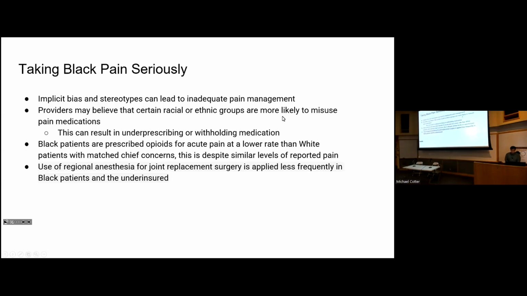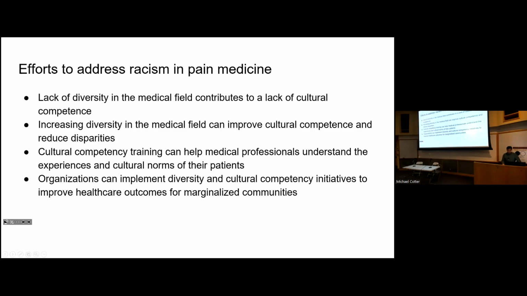Black patients, interestingly, were prescribed opioids for acute pain at a lower rate than white patients with matched chief concerns. This is despite their similar levels of reported pain. And lastly, in operations for joint replacement surgery, the use of regional anesthesia was less frequently used in Black patients and underinsured. And so what do we do next? How do we address racism in pain medicine?